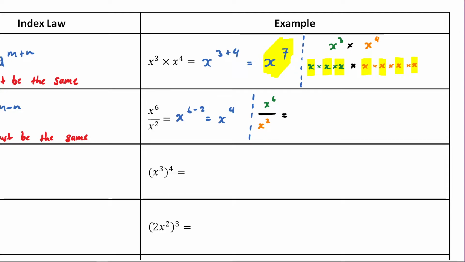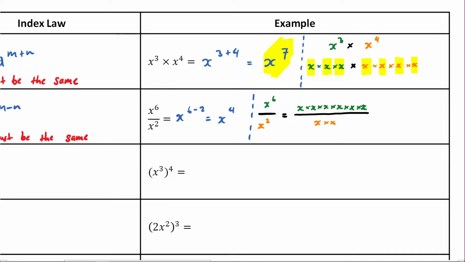Okay, what is this telling me? This is telling me that in the numerator, I have x times x times x times x times x times x. 1, 2, 3, 4, 5, 6. And then on the bottom, what do I have? I have x times x. I just have 2 of them.